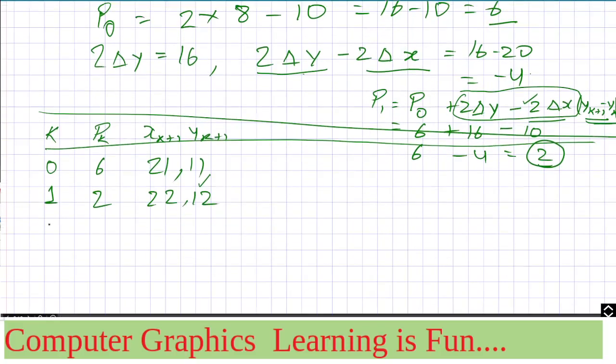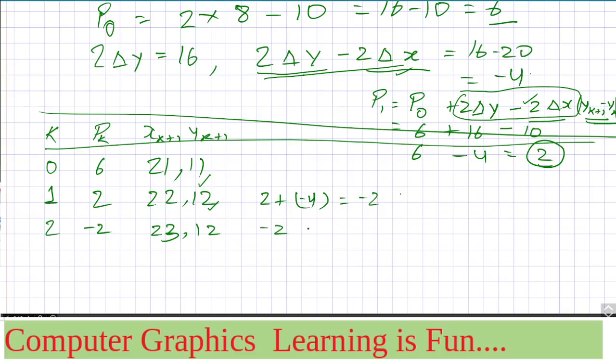Now let us take 2. Here we have to calculate pk. Since y has increased by 1, we will consider 2 delta y minus 2 delta x. So the last p was 2, plus minus 4, which is minus 2, right? Minus 2. So since it is negative, here y will not increase. It will be 23, but it will remain 12 only. Again it is minus 2.